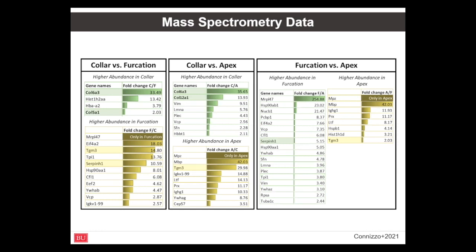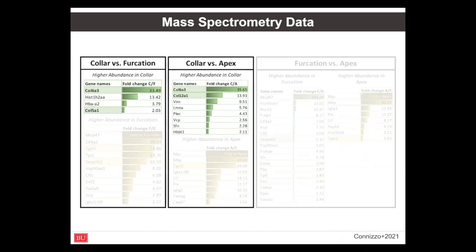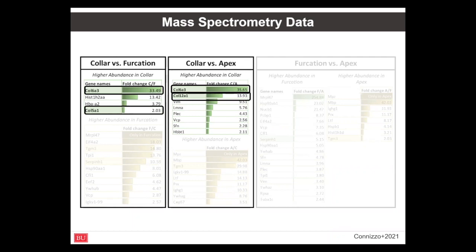So, in the interest of time, I don't have time to talk about every single protein that we found. I'm just going to focus primarily on the proteins that are really relevant to biomechanical function, and those that were quite interesting to us. So the first thing we noticed was when we looked at both comparisons between the collar and the furcation and the collar and the apex, you can see that collagen 6 popped out as a huge difference between these two regions with high abundance in the collar. And you'll also find that other minor collagens such as collagen 5 and collagen 12 were also present.